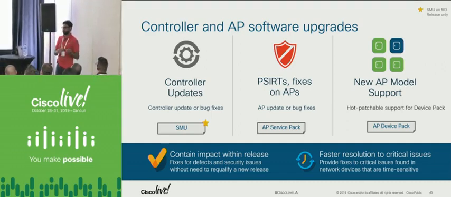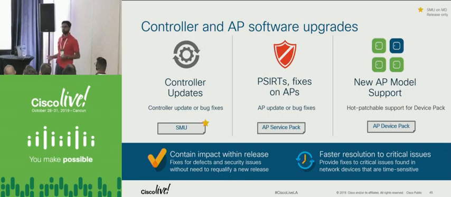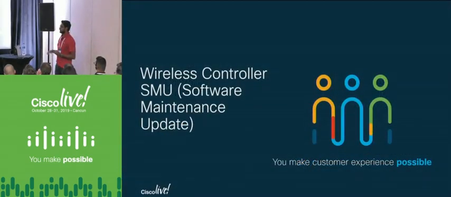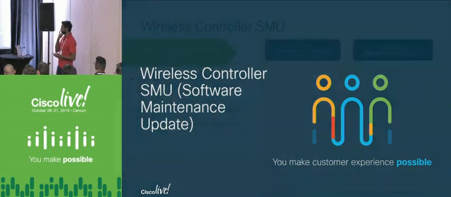So AP bugs will go under AP service pack. And if you are trying to upgrade the functionality of the controller to introduce a new AP model support, we'll have AP device pack. Okay. So let's understand one by one, how do you tackle the controller? So let's say there's a bug in controller, how do you tackle that?